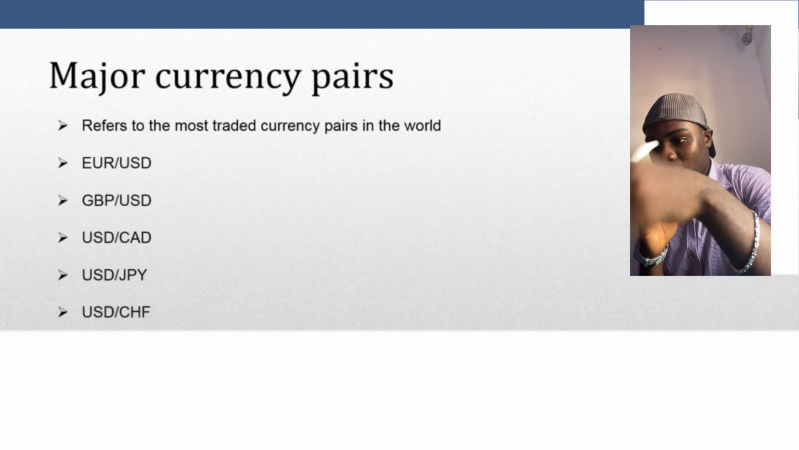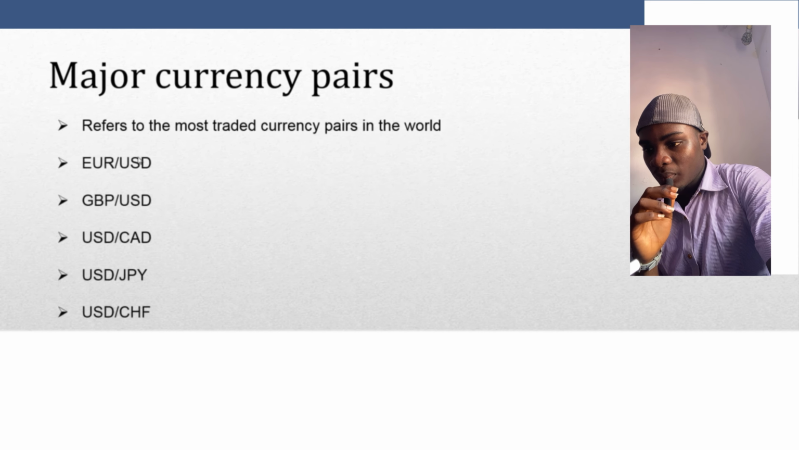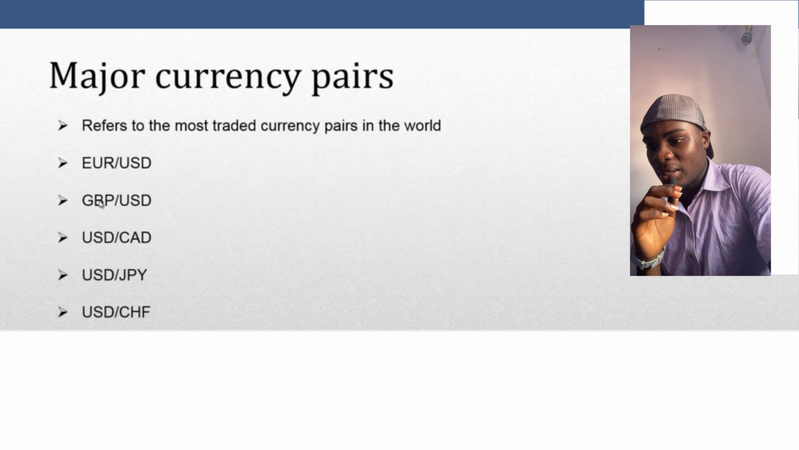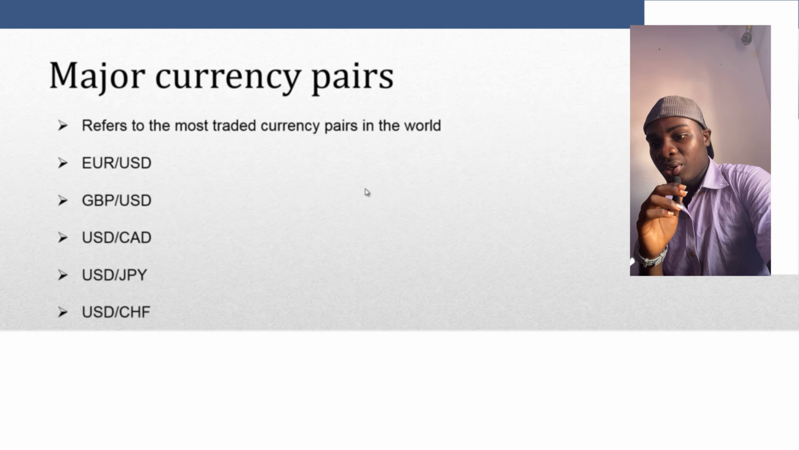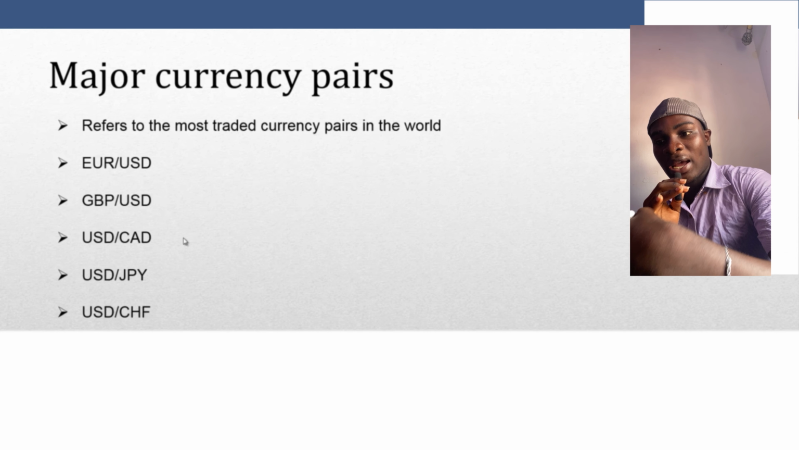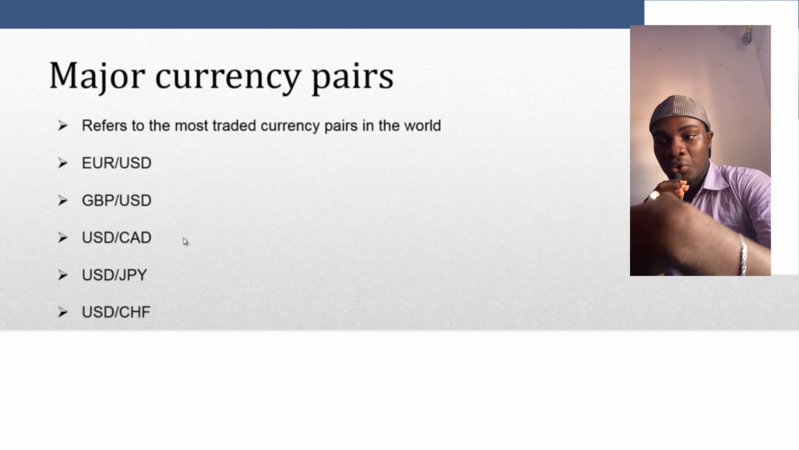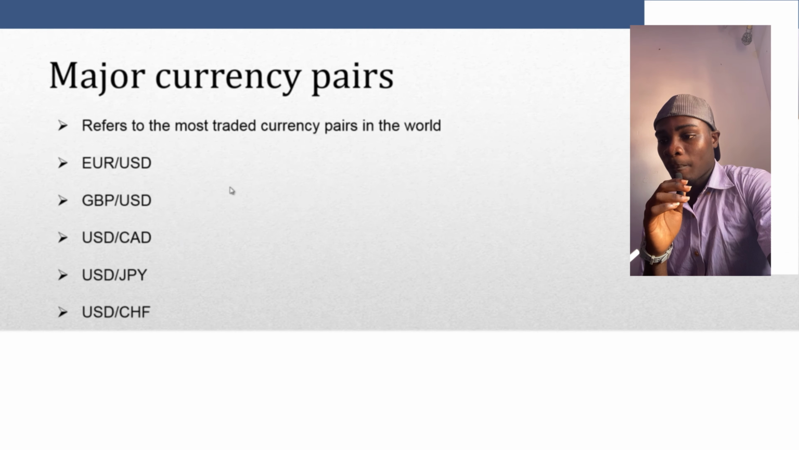The US dollar runs through all of them. We have the EUR/USD, GBP/USD, USD/CAD, USD/JPY, USD/CHF, AUD/USD, and NZD/USD. These are the major currency pairs because they usually have lower spreads. So if you're a beginner and you want to enter the market, I think these are the seven most popular currency pairs that you can trade.